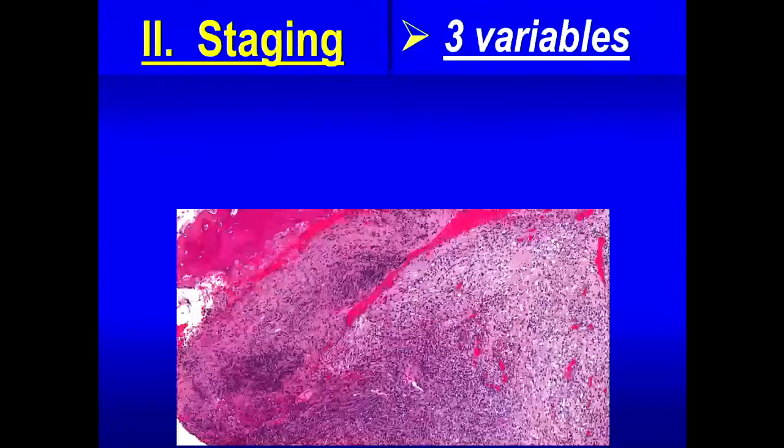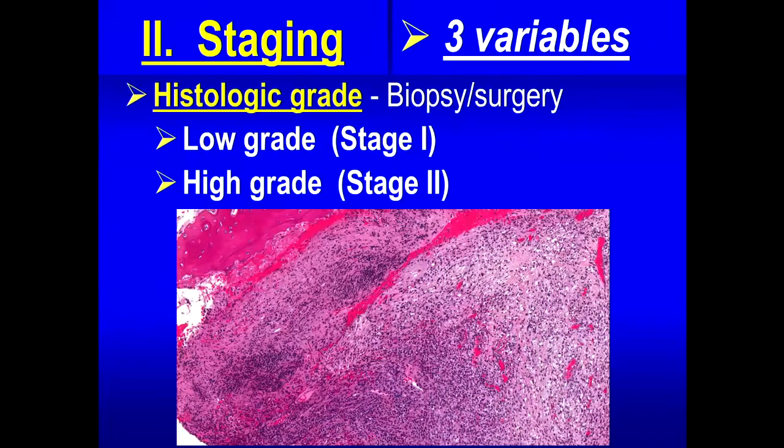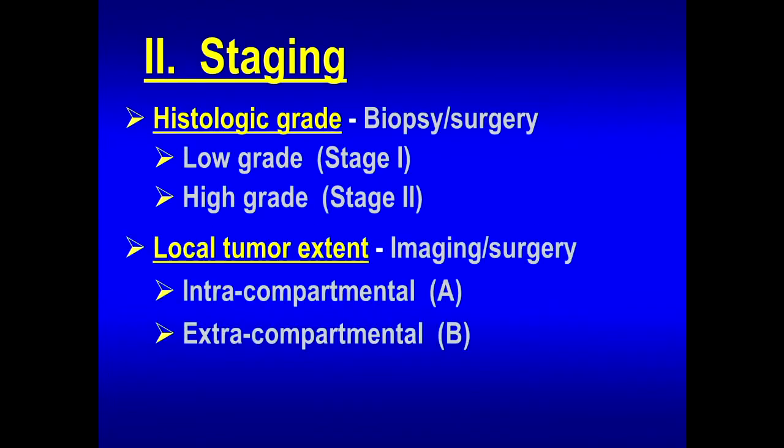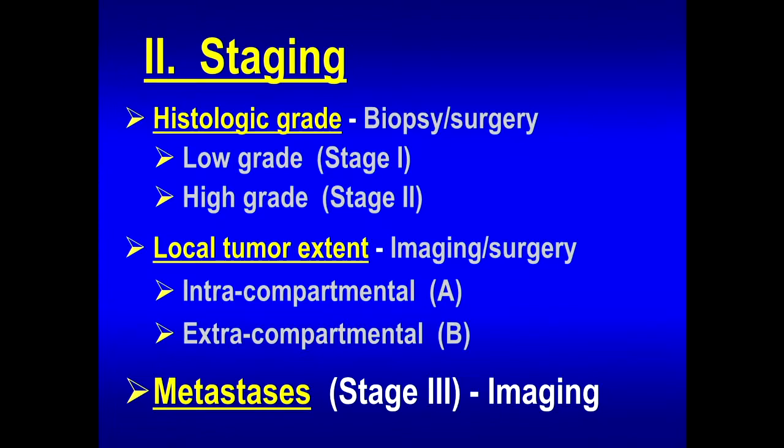Moving on to staging, there are 3 variables that are looked at classically, namely the histologic grade, whether it looks low or high grade under a microscope. In addition to histologic grade, local tumor extent is evaluated. Is the lesion intracompartmental, that is, contained within the compartment of origin, or has it extended beyond the compartment of origin, extracompartmental? And finally, beyond histologic grade and local tumor extent, we look for the presence of metastases, which defines stage 3 disease.